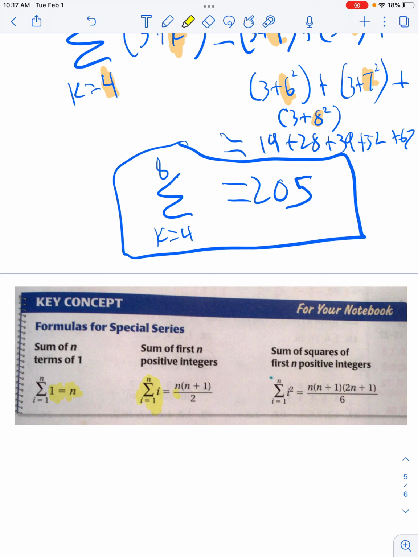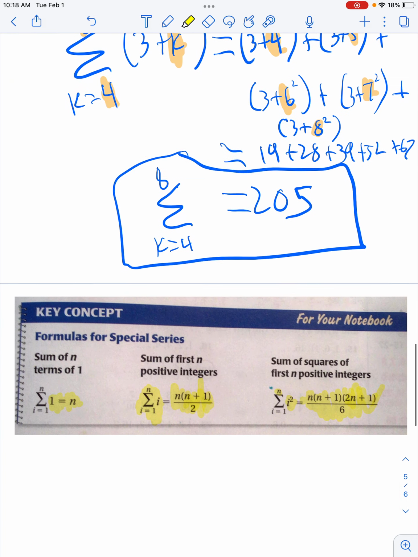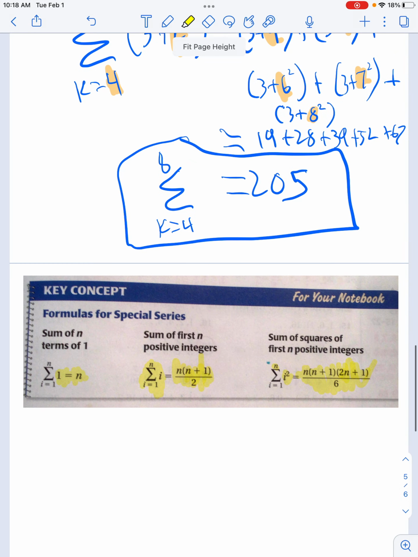Sum of the first n positive integers. A common example where you multiply n, take the next integer, and then divide by 2. And then the sum of squares of the first n positive integers. Again, this is i squared. It's kind of like shortcuts. Instead of having to add up like we did here, 19 plus 28 plus 39 plus 52, if you recognize these equations, they are almost like shortcuts for you to be able to jump in and finish.